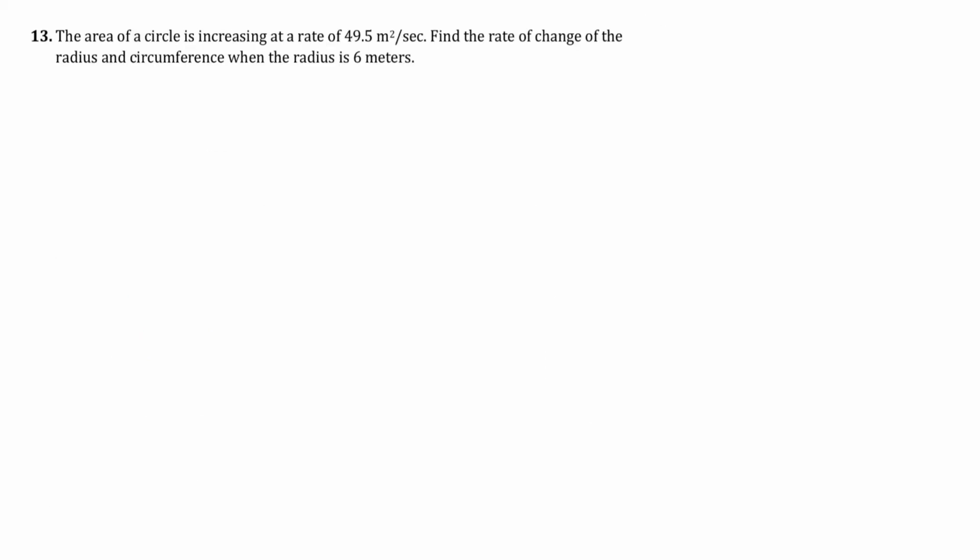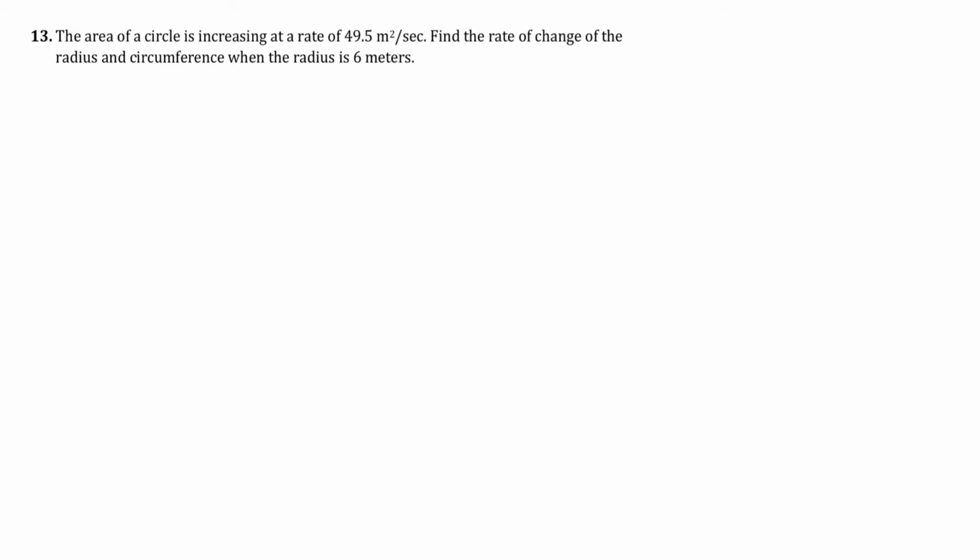All right, so the last 4 problems are going to be related rates problems. And these ones ask to round to 2 decimal places and include units. So for the first one, let's read it first. The area of a circle is increasing at a rate of 49.5 meters squared per second. Find the rate of change of the radius and circumference when the radius is 6 meters.